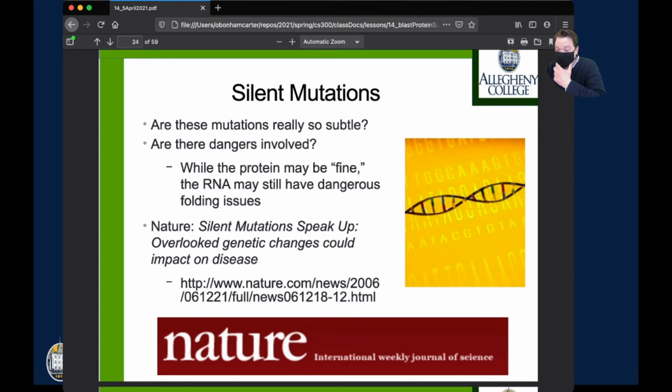We've already talked about this a little bit, but these mutations are actually quite important, because there's a paper that comes from the journal Nature. Nature is one of those big journals that exists in science. And if you get a paper in Nature or Science, Nature is from England, Science is from America, but if your paper shows up in those journals, you have it made. I mean, it's like your research has been accepted by everybody. You've become a celebrity. And so here's a paper that's come out of Nature: Silent mutations speak up. Overlooked genetic changes could impact on diseases.